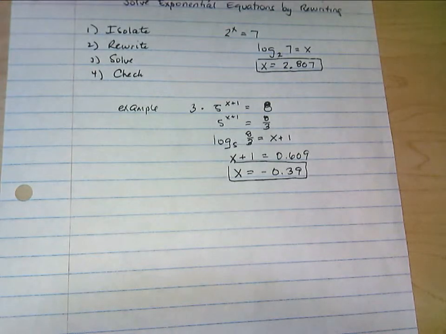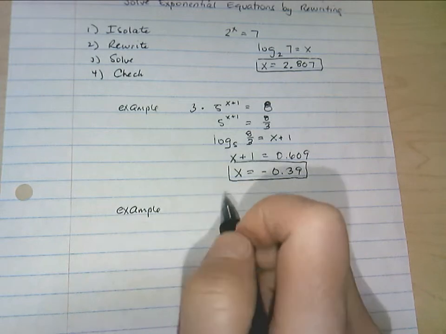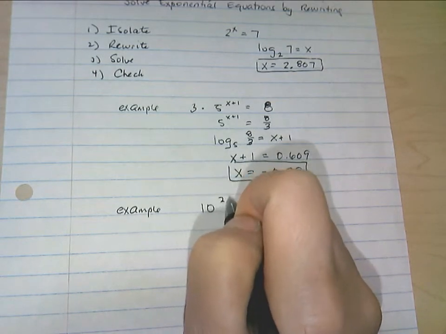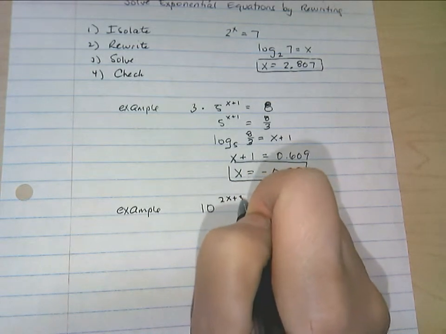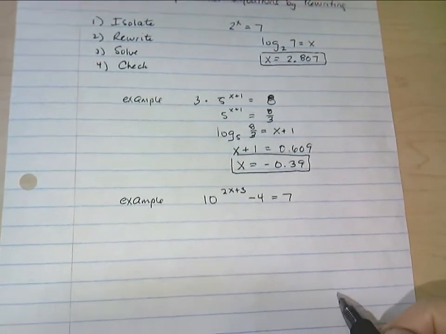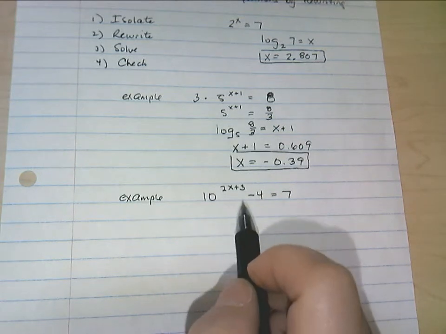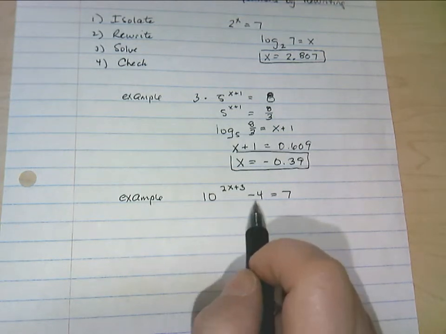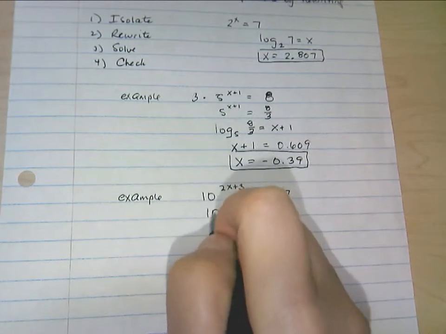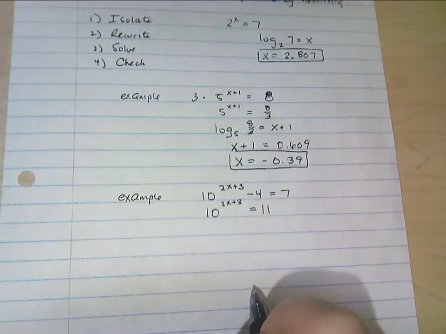Give one more example. 10 to the 2x plus 3 minus 4 is equal to 7. So I look at 10 to the 2x plus 3 as my exponential term. So I have to get rid of this 4. I'm going to add 4 to both sides. So I'd have 10 to the 2x plus 3 is equal to 11.